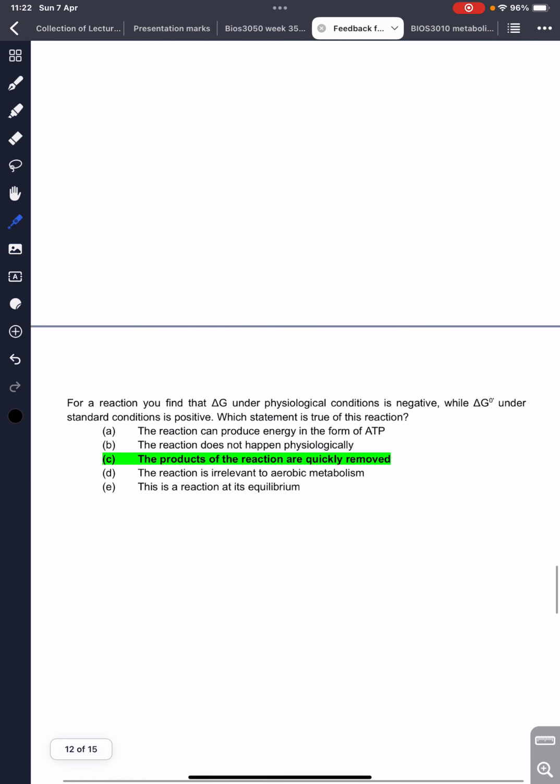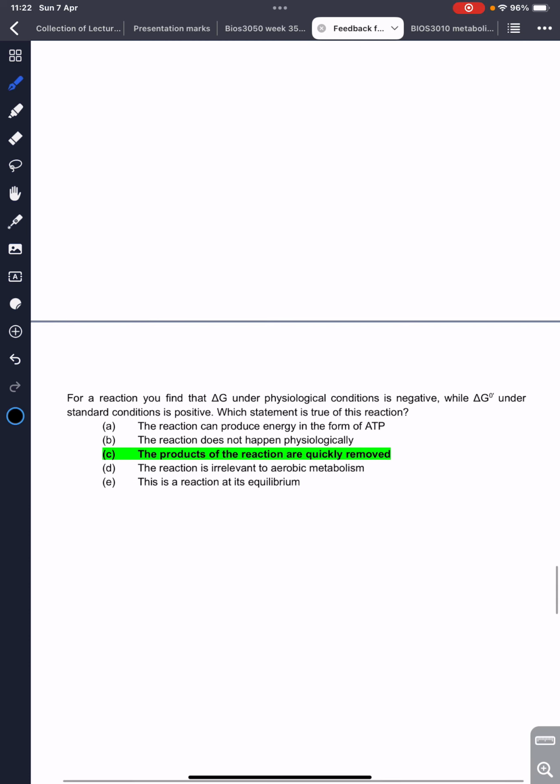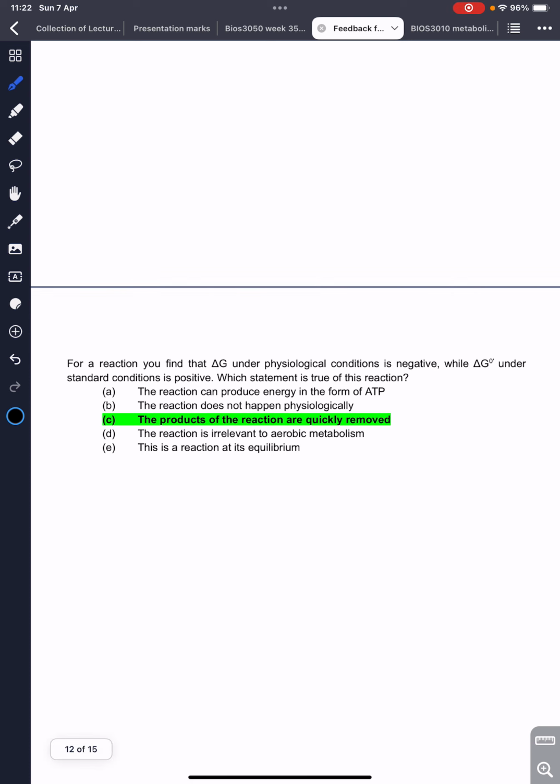This here was a rather tricky question. We find that delta G under physiological conditions is negative. So what does negative delta G mean? If delta G is negative, it means the reaction can happen spontaneously. So the reaction will actually happen.